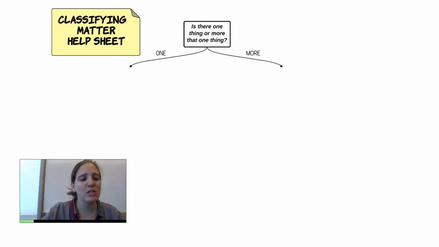All right, so we've been talking about the different types of mixtures and pure substances and classifying things. This is a diagram that's going to help you classify if I give you a substance, because on a test we're going to have to do that. So the first thing you're going to ask yourself is, is there one thing or more than one thing?